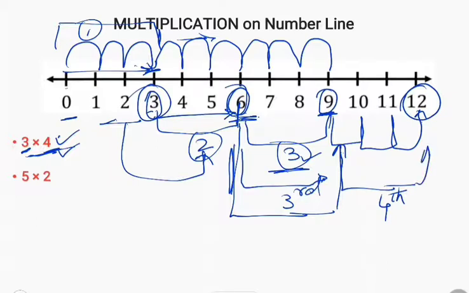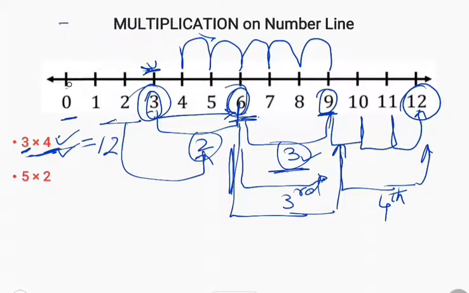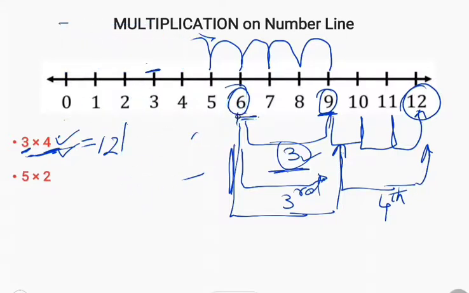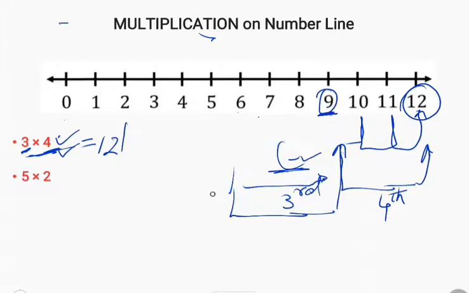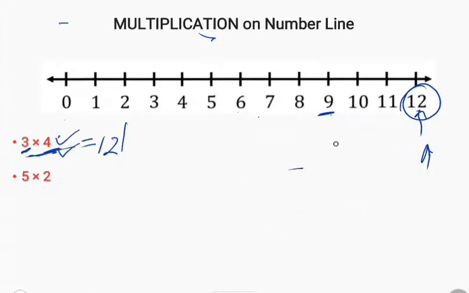So, we reached till 12. So, 3 multiplied by 4 gives 12 as an answer. So, this we have seen on the number line. So, now the next is 5 multiplied by 2.